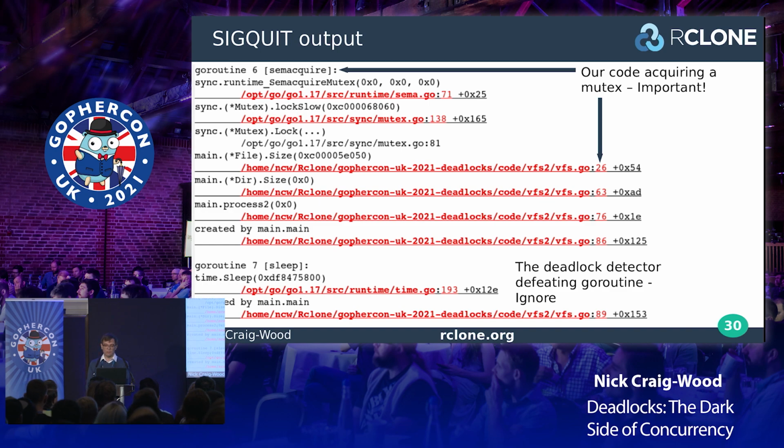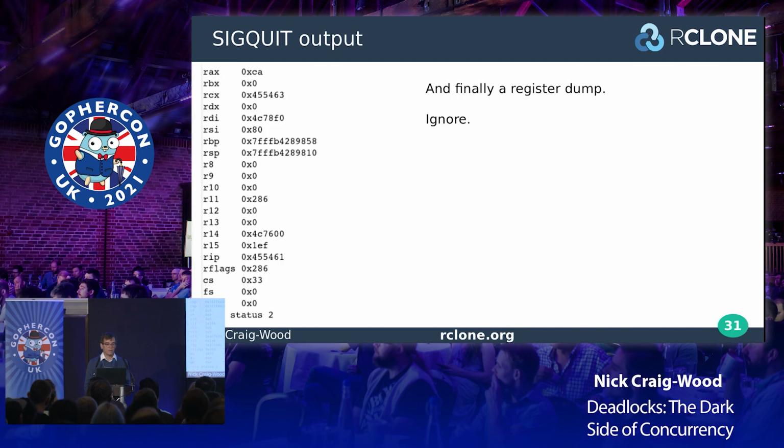Under that, we see goroutine 7, sleep, which is our deadlock-defeating goroutine, which we can ignore. So we've found the two important goroutines, the two important things in the backtrace, the ones with sem-acquire. And finally, on the end, you get a register dump, which you can ignore for this purpose. I'm sure it's useful for low-level debugging, maybe if you're writing assembler, but I've never needed it for deadlocks.